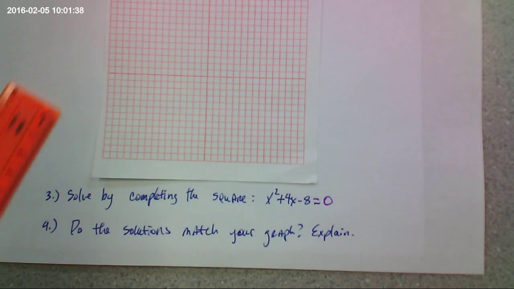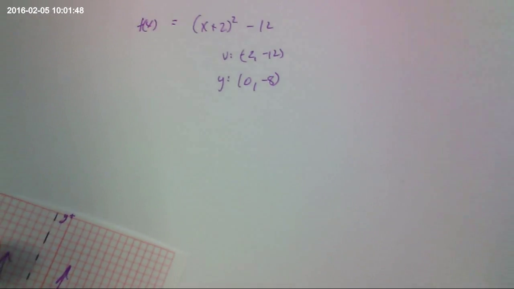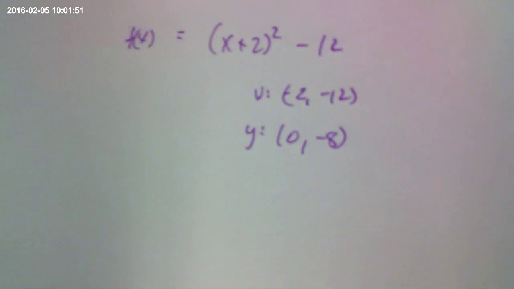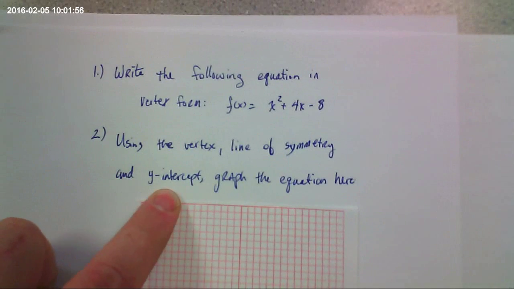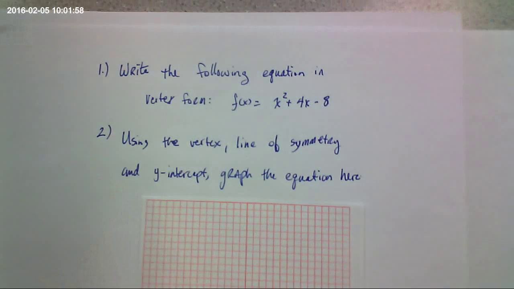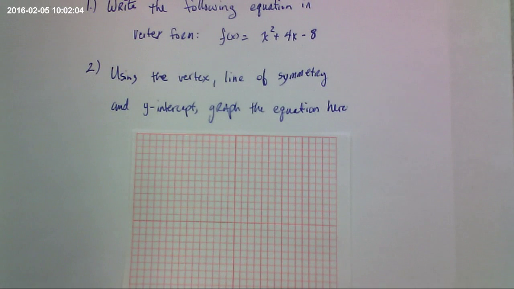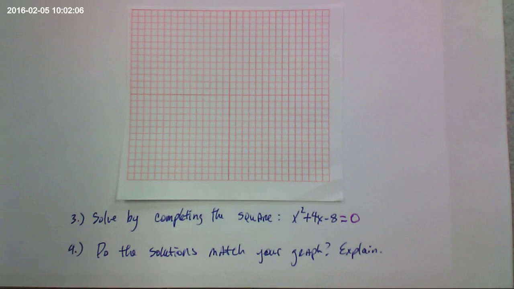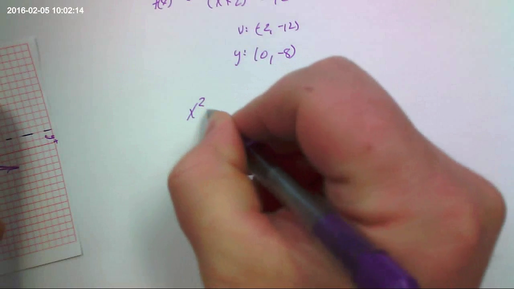So, numbers 3 and 4 say, number 3 says solve by completing the square, and then I have to compare my solutions with my graph. Okay? You guys need to listen right now. Jackie, listen. Check this out. It says very specifically that you're going to use the y-intercept and the line of symmetry and the vertex. You're not going to find your x-intercepts right now to make your graph. You're going to find your x-intercepts afterwards, and you're going to compare and see if they were close. That's what it says to do, so that's how you have to do it. Okay? So we're going to solve this by completing the square.